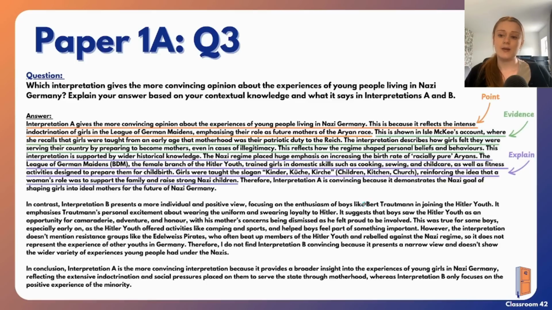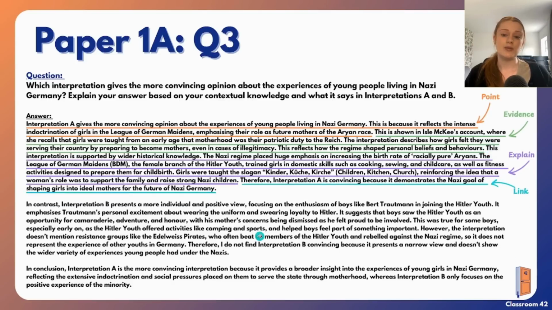Then we're going to explain why this makes the interpretation convincing. This is where we can bring in our own historical knowledge. You can see here, I've said this interpretation is supported by wider historical knowledge, and then I've given my historical knowledge. We talked about how the Nazi regime placed a huge emphasis on increasing the birth rate. We've also talked about the League of German Maidens and Hitler Youth training girls in domestic skills like cooking, sewing and childcare. We've also talked about the 3Ks, children, church and kitchen, reinforcing the idea that the woman's role was to support the family and raise strong Nazi children.